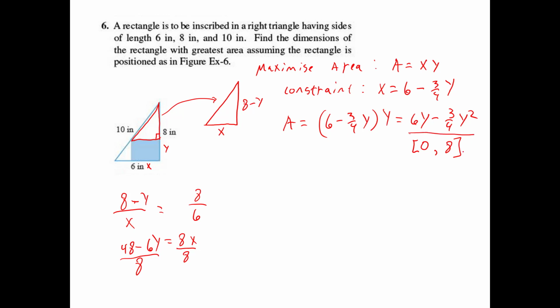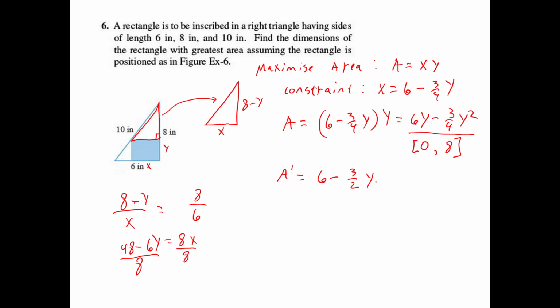This continuous function on this closed interval is guaranteed an absolute max and an absolute min, and it has to happen at the endpoints or the critical points. So let's go find the critical points. Those are just the zeros of the derivative. So 6 minus 3/2 y. When you bring down the exponent, the 2 times the 3/4 will give you 3/2.